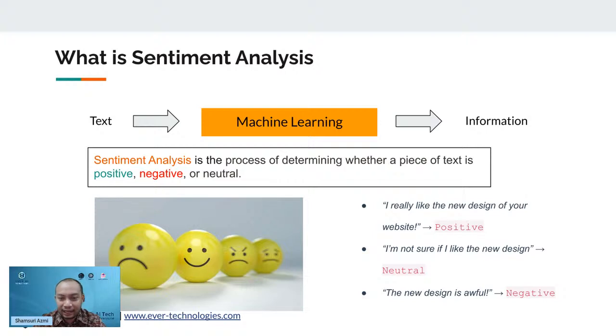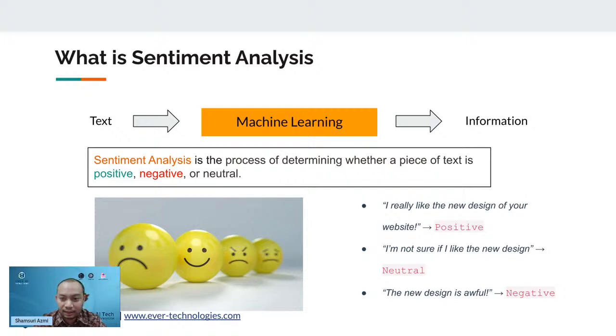First example is, I really like the new design of your website. So in this case, the machine understands the sentence is positive feedback because of the word like. And the second, I'm not sure if I like the new design. The machine knows the words not sure indicate neutral feedback in those sentences.